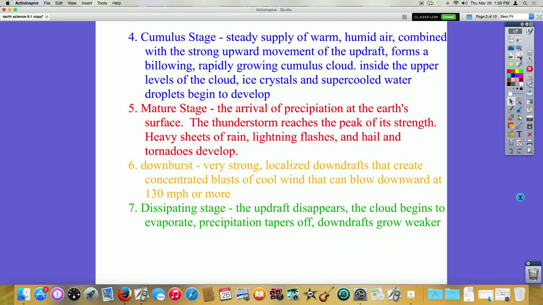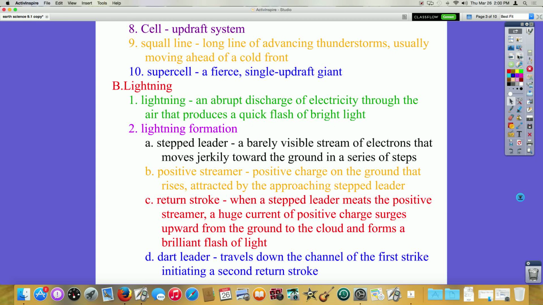And then we get to the third stage, which is the dissipating stage. The updraft disappears, the cloud begins to evaporate, it no longer has that moisture coming up into the cloud with that updraft gone. The precipitation tapers off. Again, there's no refilling of the moisture content. The downdrafts grow weaker, and eventually the whole cloud just disappears.